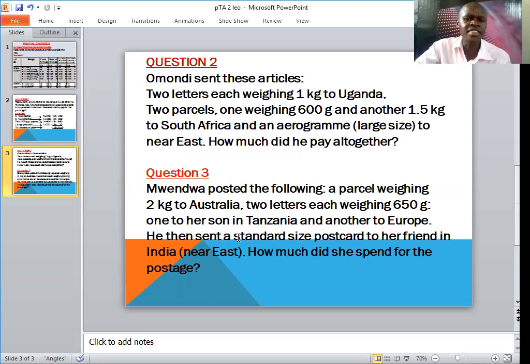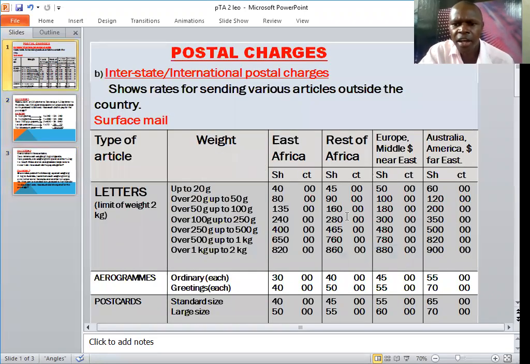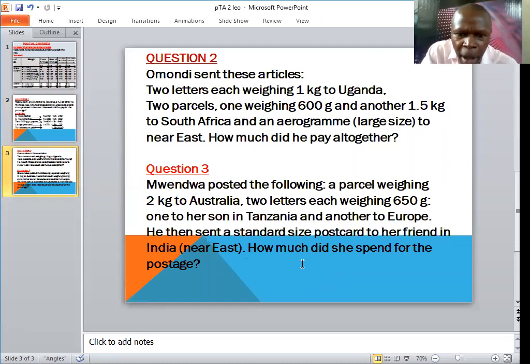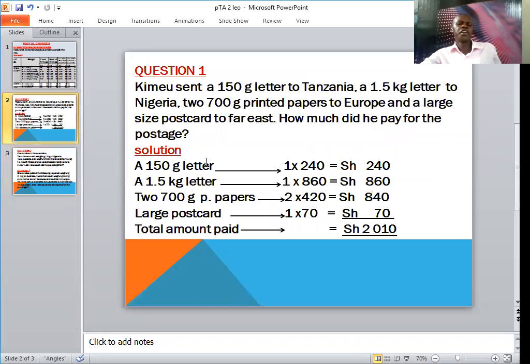He then sent a standard size postcard to her friend in India. For those who do not understand where India is found, India is found under Near East. So you look for the column Near East. Of course, Near East is here. This is the column you are going to use. Fine. How much did she spend for the postage? You will do exactly the way we did this sample question here. And you arrange the work the way the teacher has arranged here. Please do exactly the way this work has been done here. After that, you will give your clear answers.